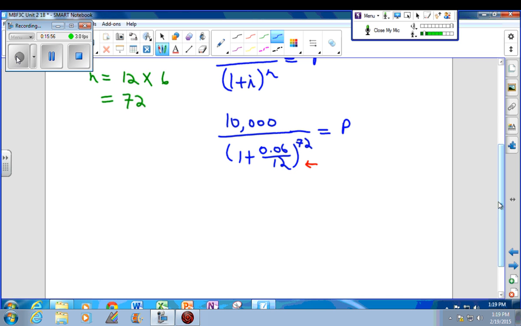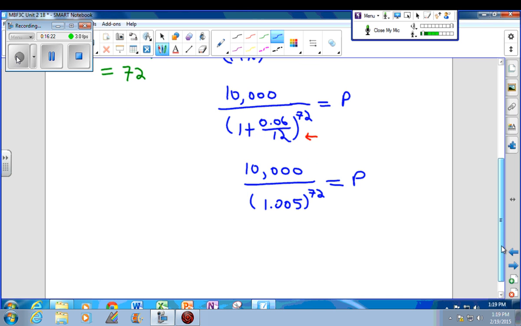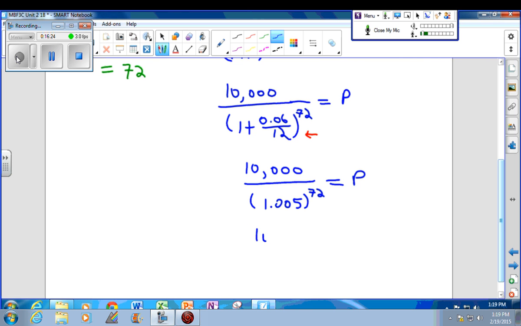Okay, so let's try this again. So I'm going to say 10,000. I'm just going to do maybe one step that I wouldn't normally do. What I did was I evaluated the stuff inside the bracket, which is 72. I want to write 72. There you go. Okay, so I just took one extra step. Now the next thing I'm going to do is evaluate 1.005 to the power 72.